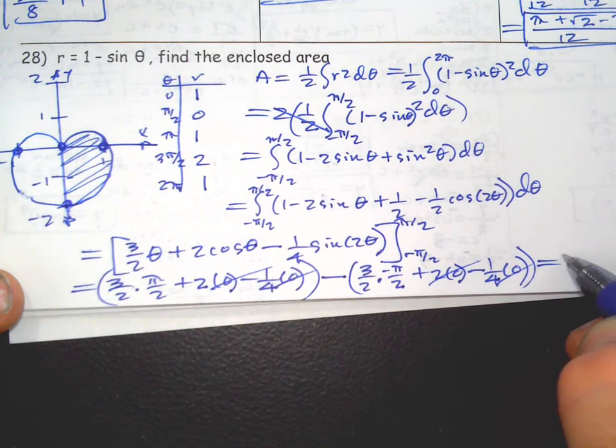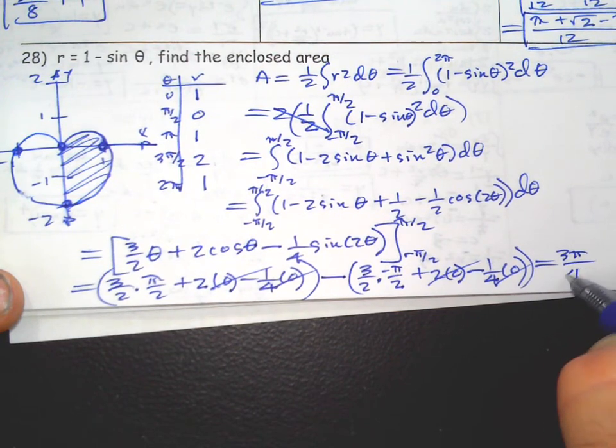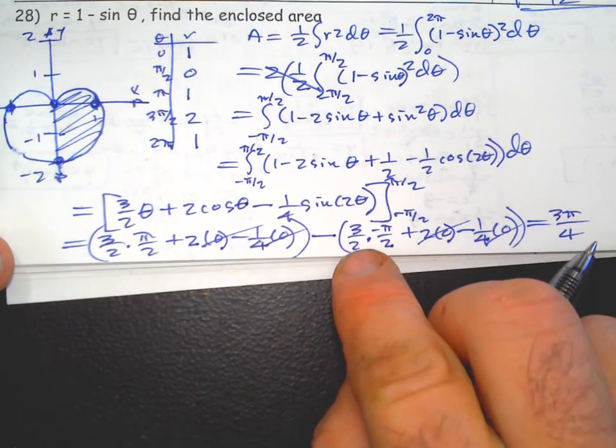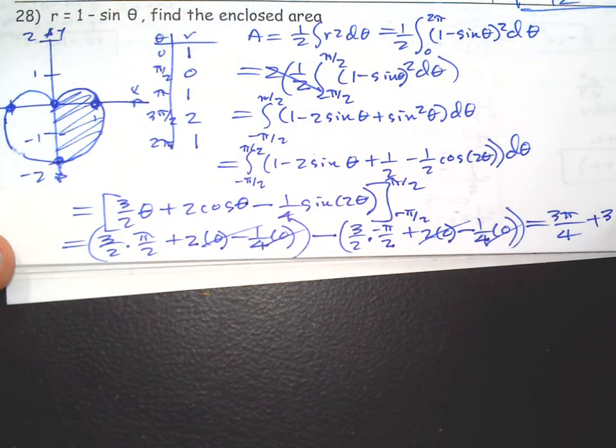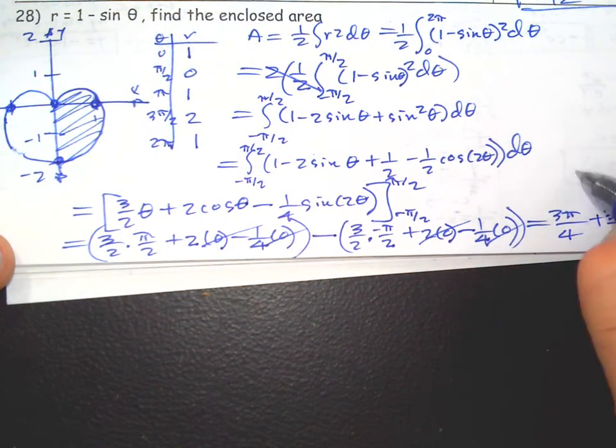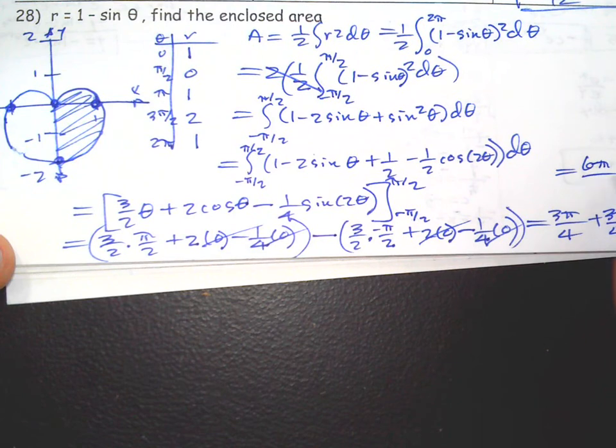So we get 3 pi over 4. And then here, that's going to be plus 3 pi over 4. So that's going to be 6 pi over 8. No, 6 pi over 4, 3 pi over 2 for your final simplest answer.